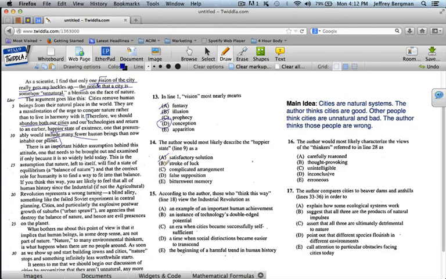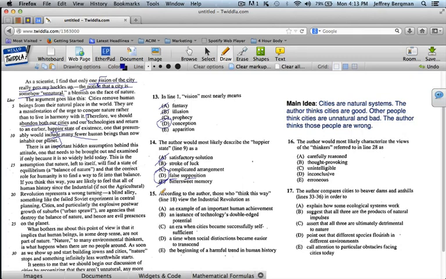No. A stroke of luck? No. A complicated arrangement? No. A false supposition? That's going to turn out to be our answer. He thinks it's wrong. That means false. Supposition is an idea, really. A bittersweet memory? No, it's not a memory at all. So this question relates directly back to the main idea, even though it looks like it's asking about a detail.